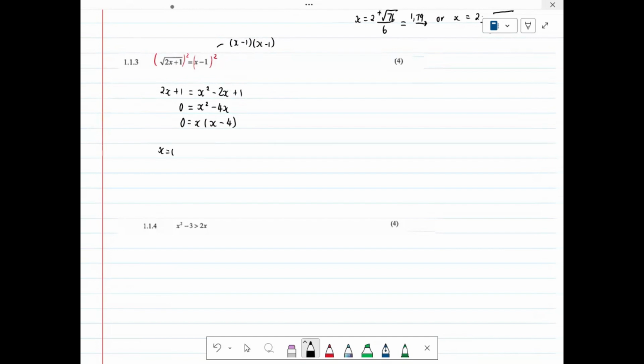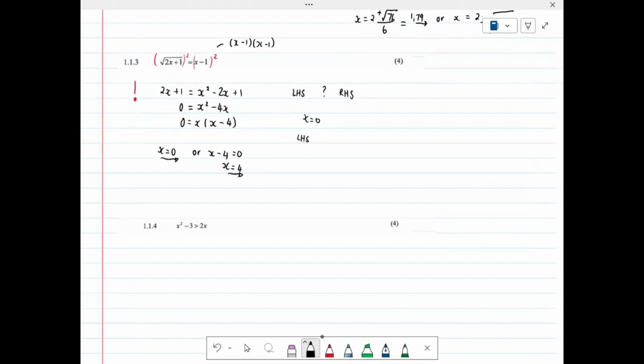So that means x is equal to 0, or x minus 4 is equal to 0, which means x is equal to 4. Now, very often students stop at this point. However, you have to remember when you've squared both sides, you have to check that each answer is valid. You check the answer is valid by comparing the left-hand side of the equation to the right-hand side for each of the values. So let us do the comparison for x equals 0.